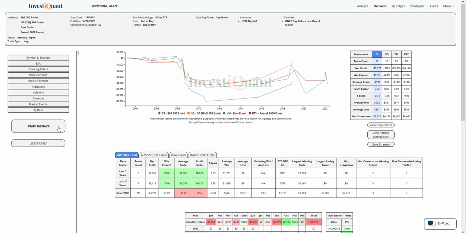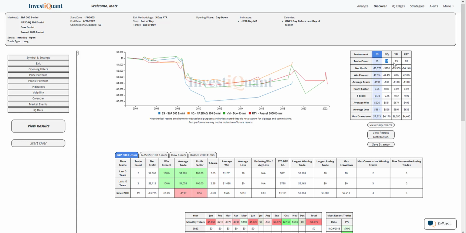Historically, just 19 samples here, and that's dating back to 2003, so tons of data in here, but this has only happened 19 times. You only have 12 potential days here for day before last day of the month, and then when you add a gap down and below a 200, you get rid of quite a few of those. So that's how we ended up with 19 samples in the S&P.